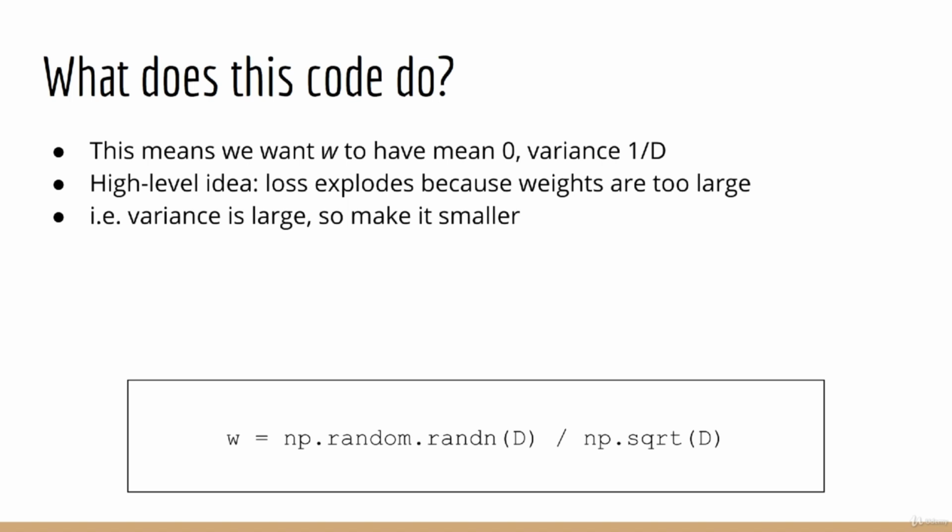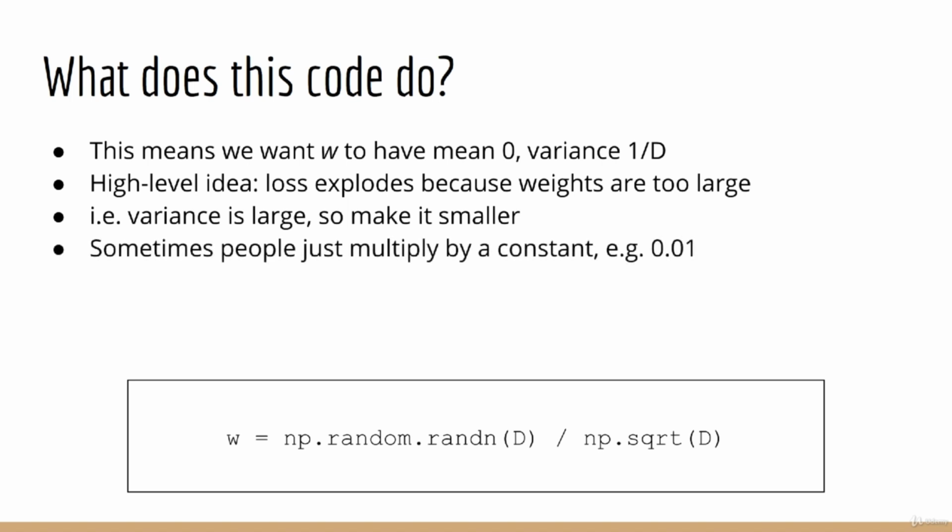In fact, in some code, you'll see that people just multiply by a constant, like 0.01. This is also perfectly okay. Really, it comes down to doing experiments and finding the optimal value for your own data set. This is always the ultimate foolproof method. Okay, so we know that we want weights with small variance, but why exactly 1 over d variance?